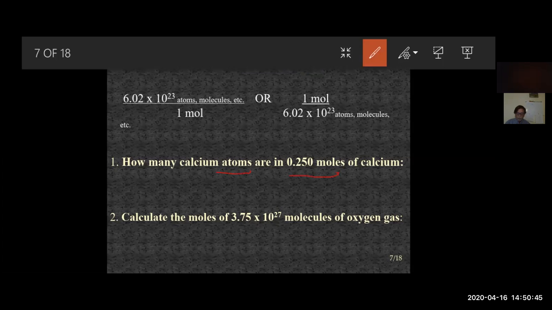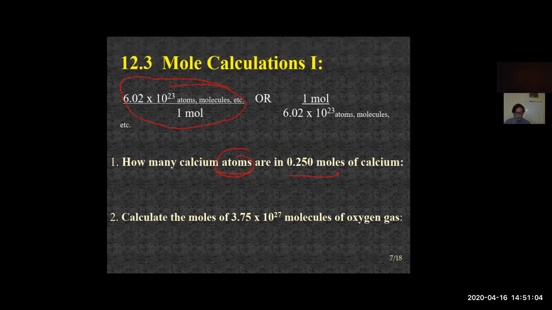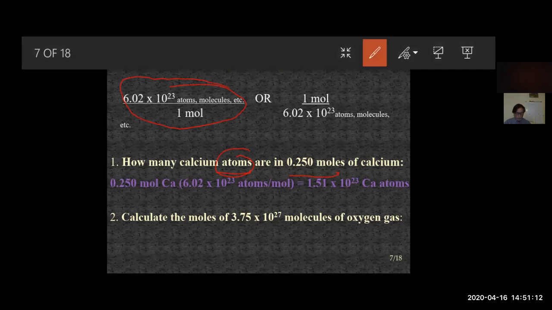Okay, so using Avogadro's ratio, we can see we're looking for atoms. So we're going to use this factor up here on the left, because we're looking for atoms. We set up as follows, and you can see here that if you follow your units, my moles cancel, leaving me with atoms in the numerator.